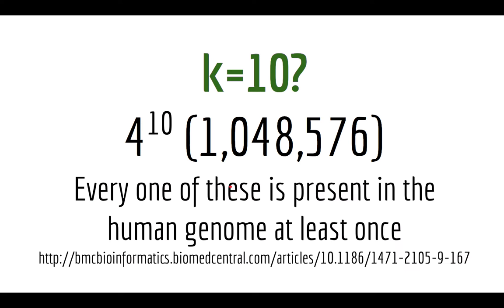So maybe let's jump ahead, and if you care about this more, there's a whole paper exploring this, arguably kind of a boring thing, but relevant to sequence alignment. So if we chose k equal 10, there are 4 to the 10th possible 10-mers. That's about 1 million. And I've cheated and used a table that's in this paper, and it turns out that every one of the 1,048,576 possible k-mers exists in the human genome at least once.